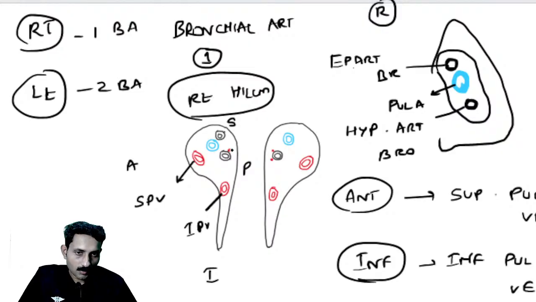You can see just above this bronchus, I have put a dot. The dot is the bronchial artery. On the right lung, we have only one bronchial artery. Okay. Now just have this in mind.